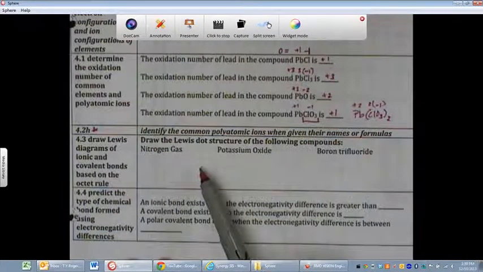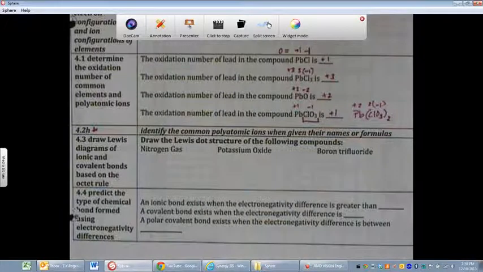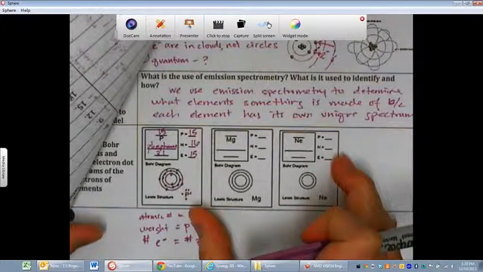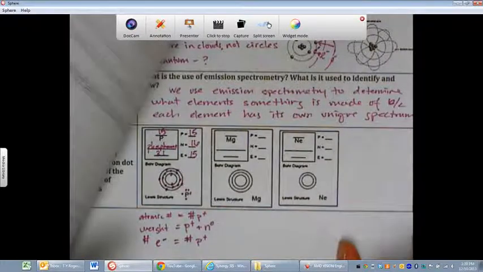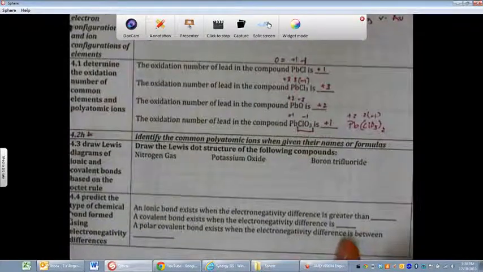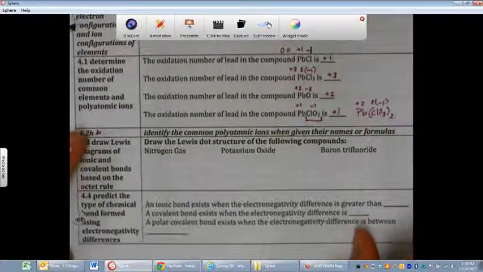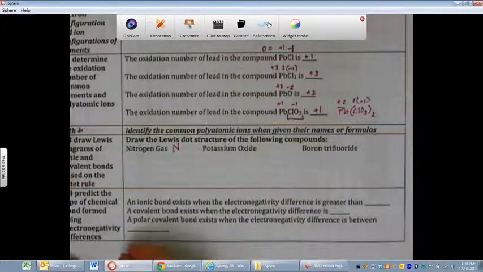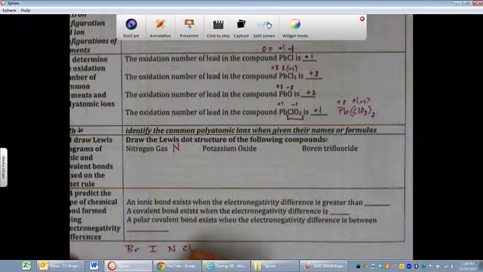4.3, we're drawing our Lewis diagram. So we reviewed yesterday how to make our basic dot structure. Now we're going to be putting multiple dot structures together. So we have nitrogen gas. Recall that nitrogen gas is one of our diatomic elements. These ones always have 2 of them because they're more stable in nature if they're attached to one another.